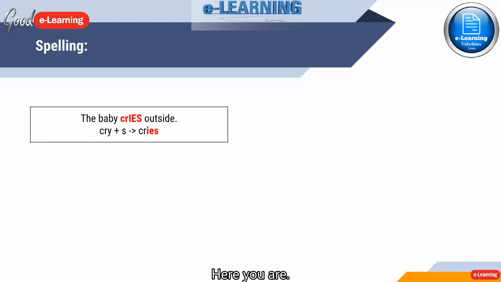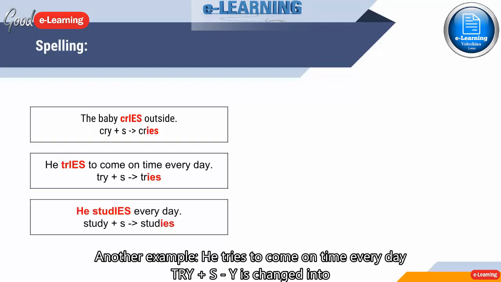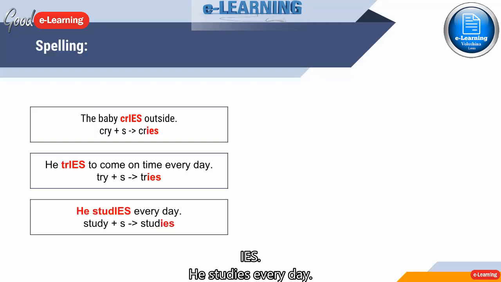Here you are. The baby cries outside. Cry plus s, the y is changed into ies. Another example. He tries to come on time every day. Try plus s. Y is changed into ies. He studies every day. Same change you can see.